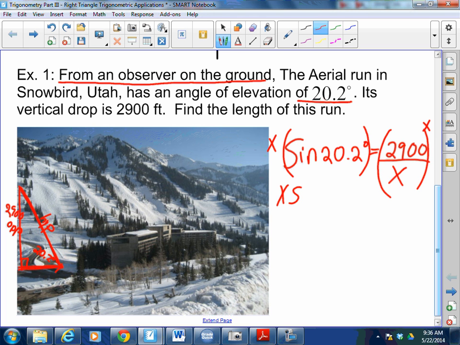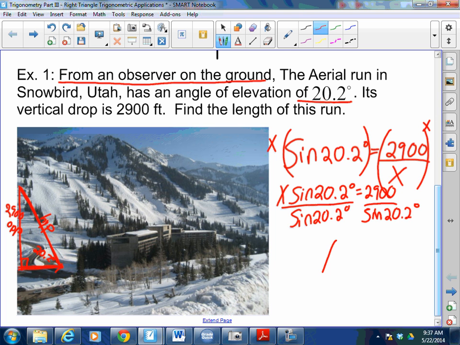So I've got x times the sine of 20.2 degrees equals 2,900. Sorry, I got a little messy there. Divided by the sine of 20.2 degrees. So x equals 2,900 divided by the sine of 20.2 degrees. And could you please give me that answer?